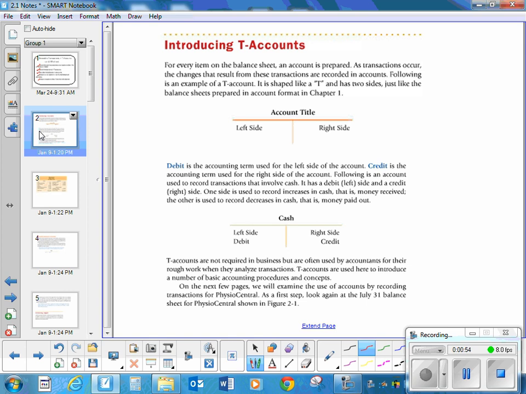Okay, so a T account looks like this. It's in the shape of a T. At the top of your T account is going to be your account title. We have a left side, we have a right side. We also call these the debit and the credit side. So we're moving into using more accounting terms like debit and credit instead of left side and right side.